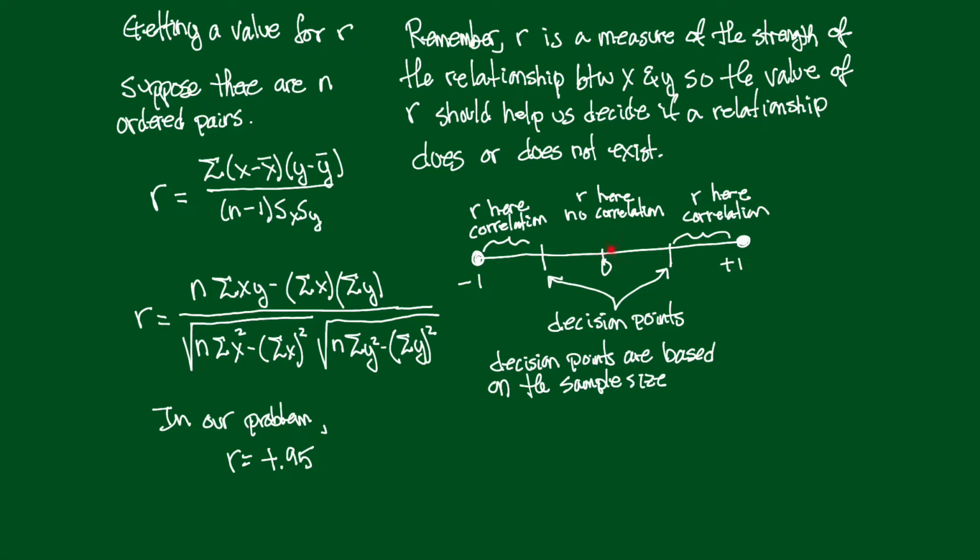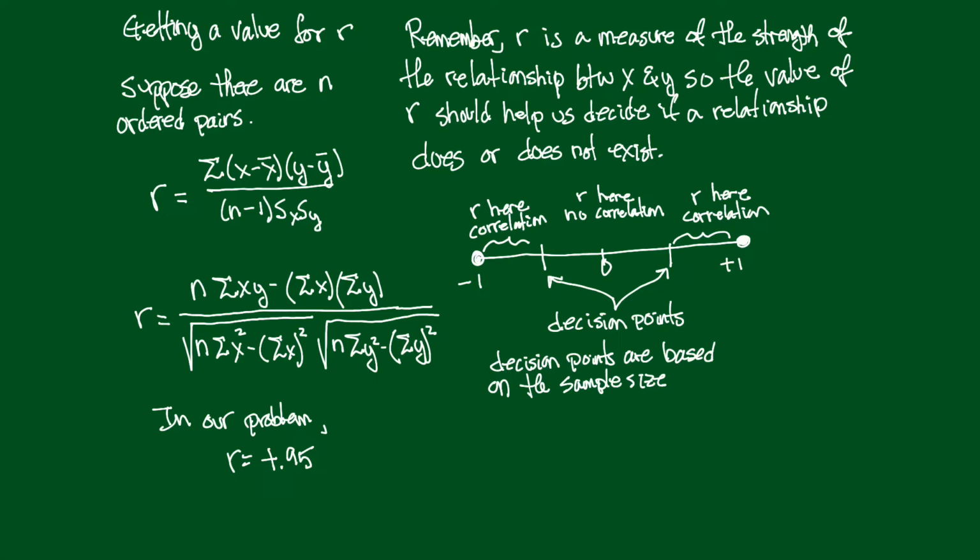Now, if r is 0, there's no correlation. But it doesn't have to be exactly 0. If it's just close to 0, I'm going to say no correlation. Well, how close do I have to be? Or how far away from 0 do I have to be before I say there is a correlation? Like, okay, no correlation, no correlation, no correlation. Now I finally get out far enough that I say, okay, we're far enough from 0 that we're going to say there's a correlation here.